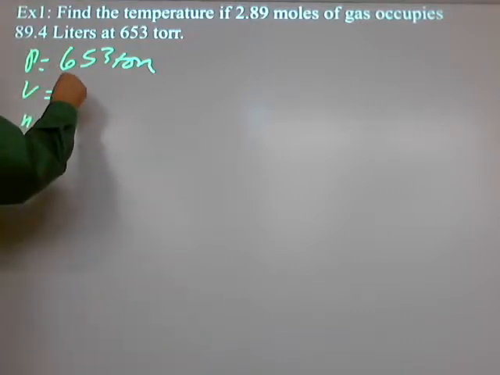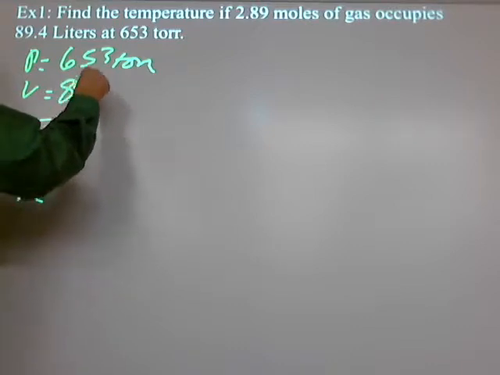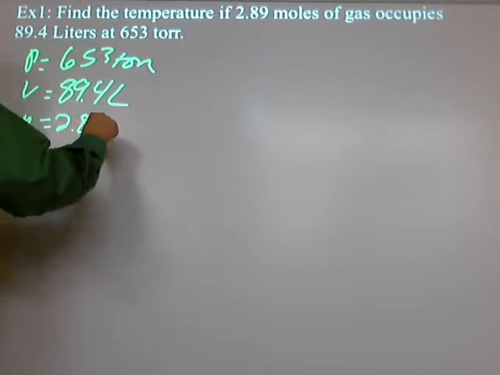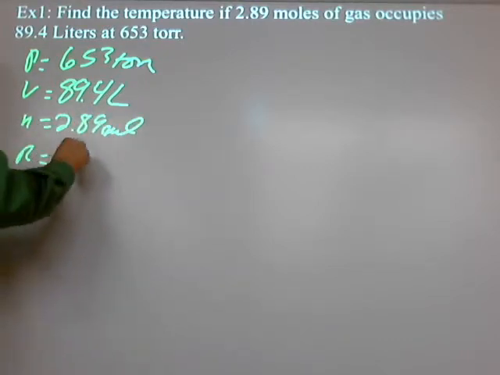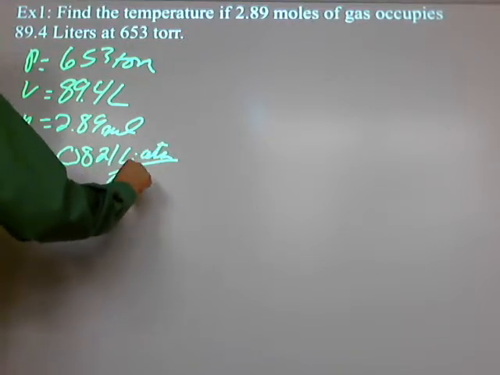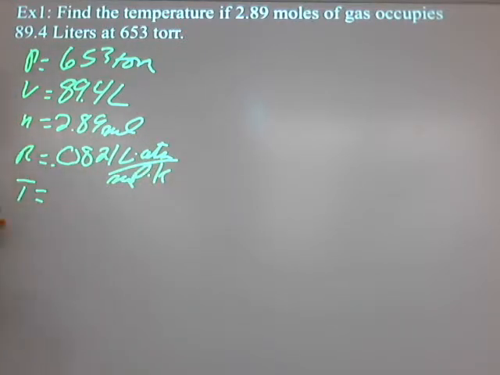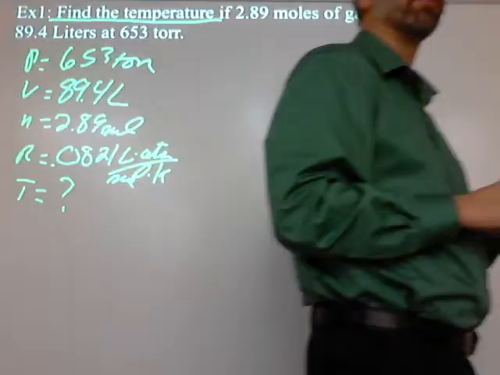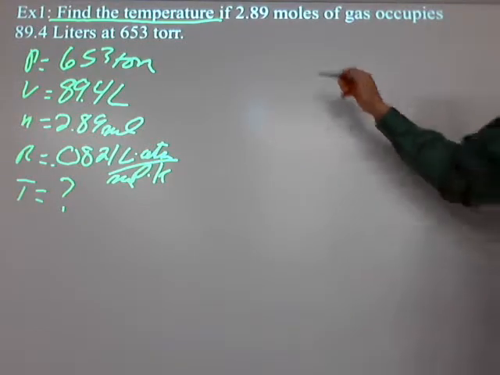It doesn't specifically say which is the volume, but we know which one's got to be a volume. Liters. Yeah, 89.4 liters. It does specifically say the moles, which is 2.89. The R is always going to be 0.0821 liter atmospheres per mole Kelvin. And my temperature must be the unknown, because it says find the temperature. So there it is. Now I write down my equation.